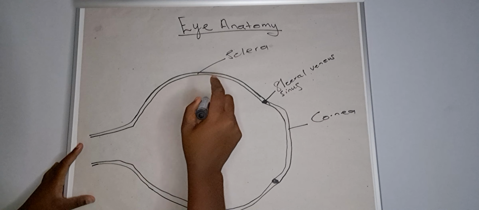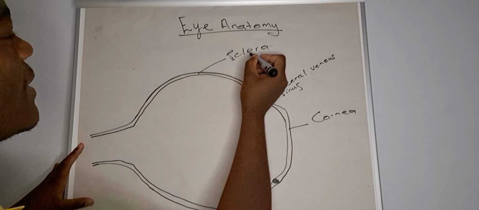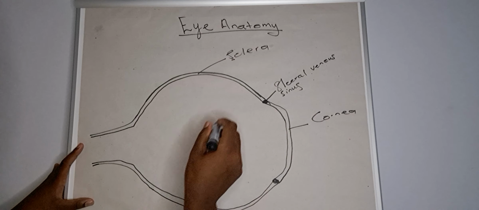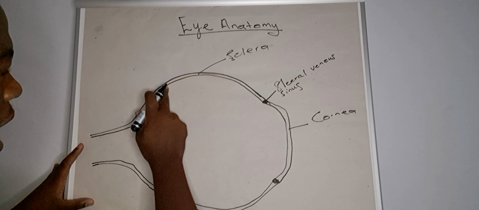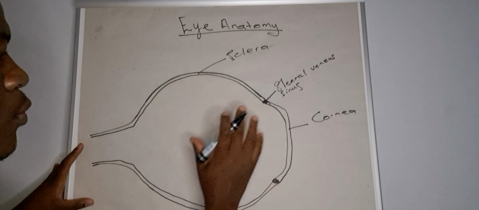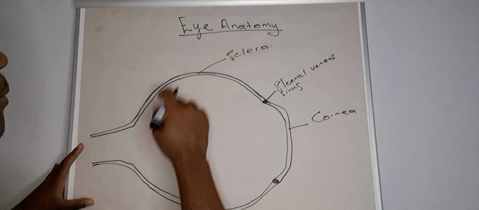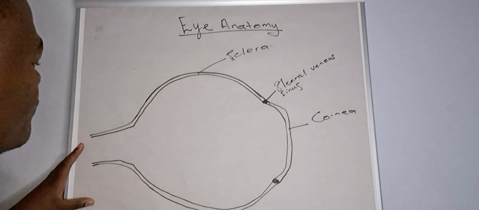But also it's important for us to understand that this is the tough fibrous tissue. The word sclera means hard. This is the white part of your eye, and then the entire eye is situated in what we call a bony orbit in a human being. Of course, we're learning the eye of a human being.